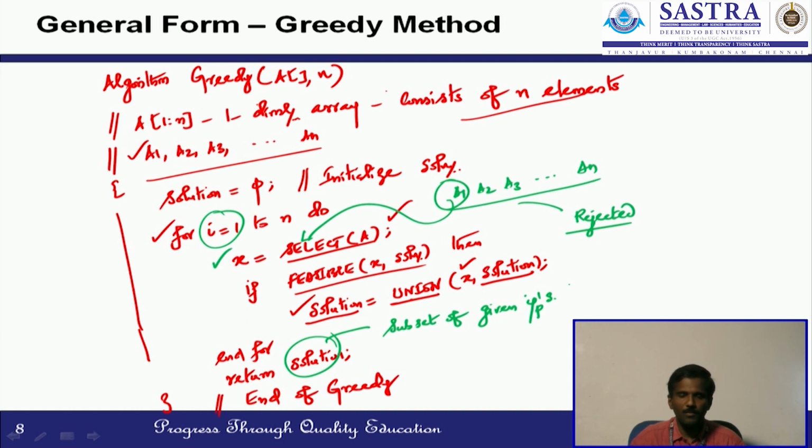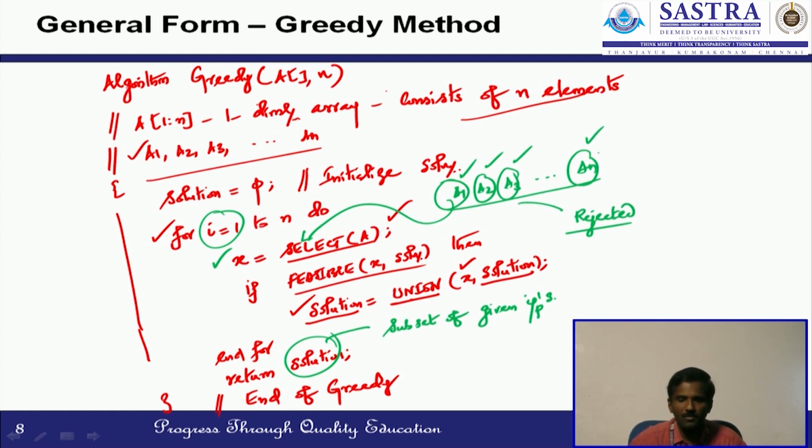Hope you understand. For i equal to 1 to n works for n stages. When i is equal to 1, one input is taken. When i is equal to 2, another input is taken, say a2. When i is equal to 3, the third input is taken. When i is equal to n, say the nth input is taken. Here I have considered in an order.